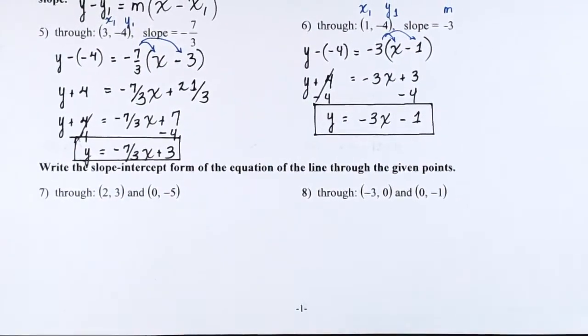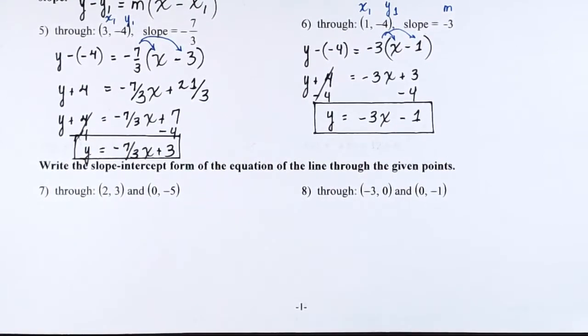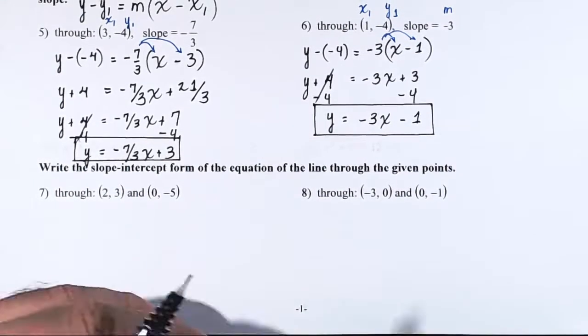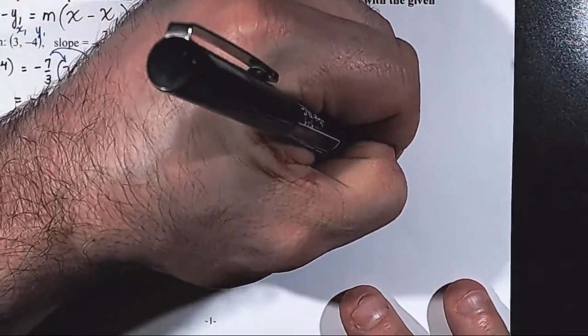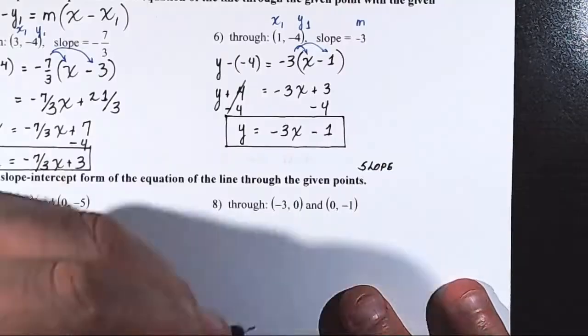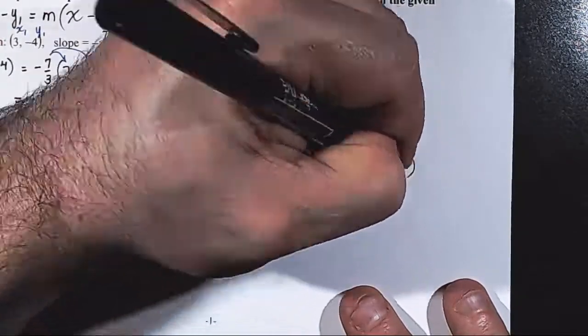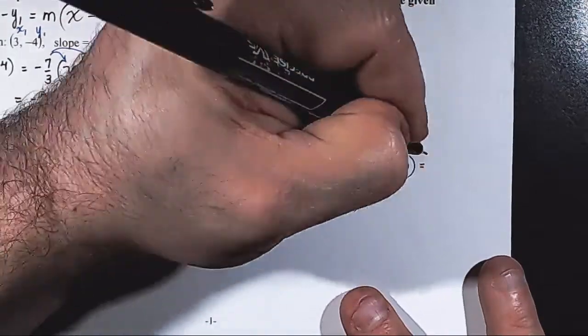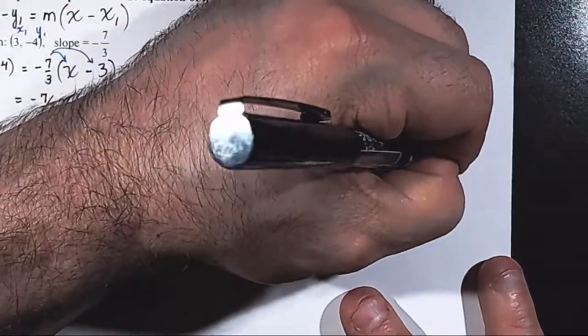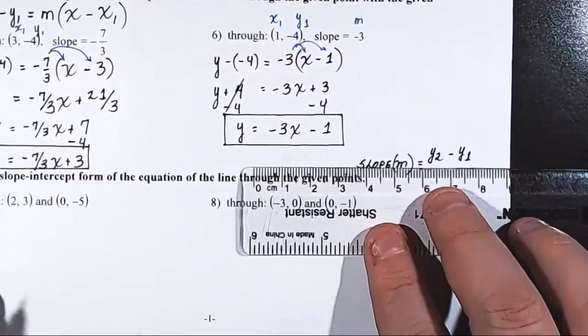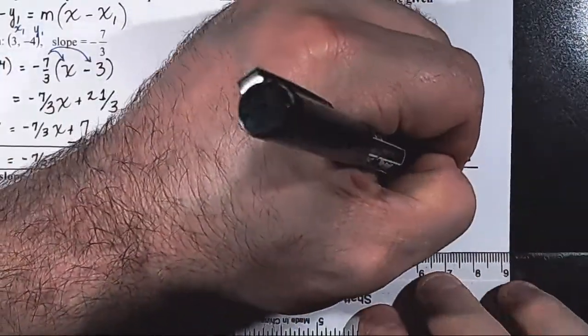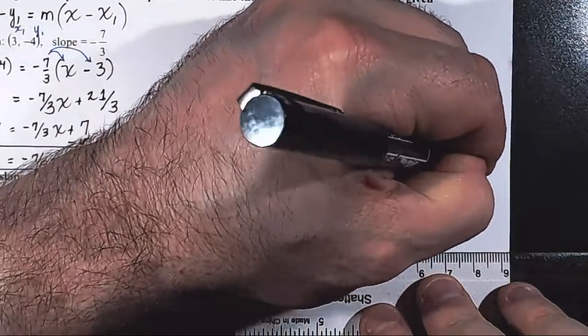Number 7 and 8 require us to find the slope, and then we can use the point slope formula. So first we have to find the slope. It'll be useful to remember the slope formula. So slope m equals y2 minus y1 over x2 minus x1.